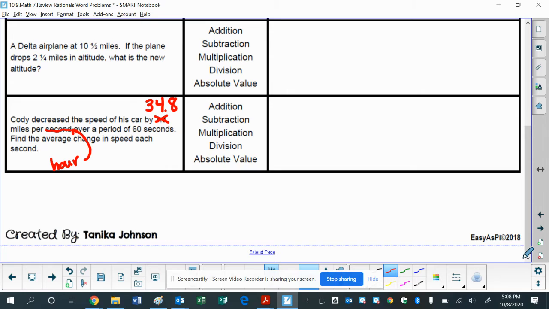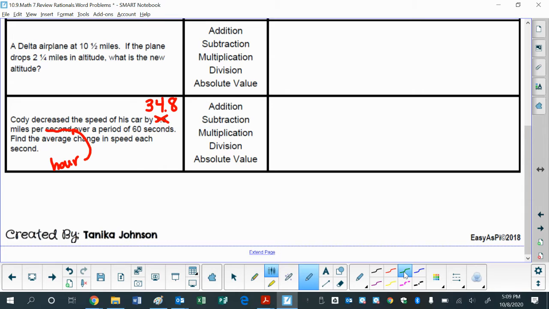So let's go ahead and read this together. Cody decreased the speed of his car by 34.8 miles per hour over a period of 60 seconds. Find the average change in speed each second. Now before I go and mark this up, because we always mark up the text that we read, think about what's happening. Cody's driving a car, and he is decreasing, or slowing his car down by a certain amount over about a minute. And we're going to find the average change in Cody's speed. Notice I tried to say that without using any numbers.